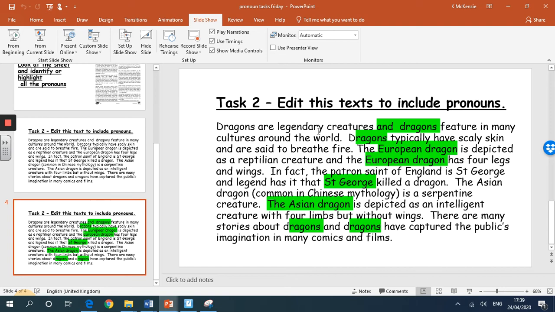Relative pronouns are great in newspaper reports. Other relative pronouns include which and who and whom. We use who and whom for actual people. This is a dragon, so it's an it or a that, so we're going to use that. Dragons are legendary creatures that feature in many cultures around the world.